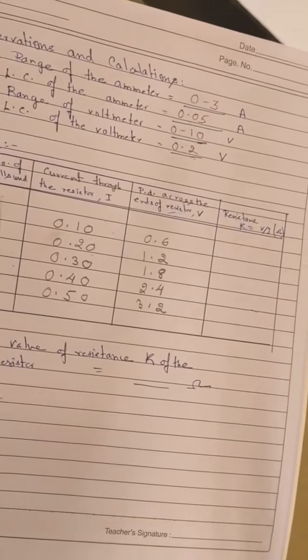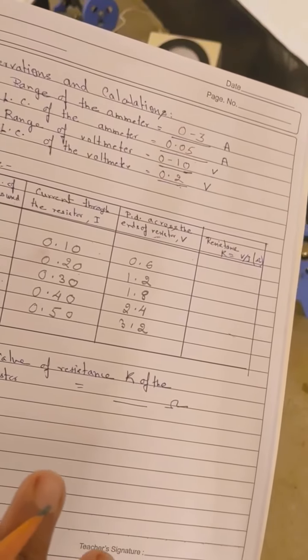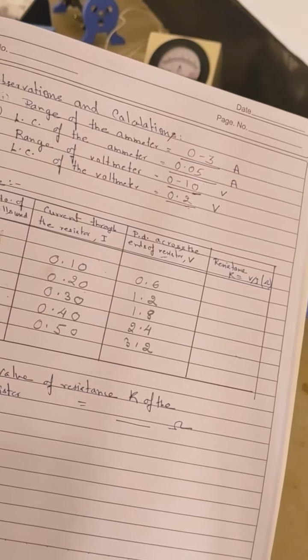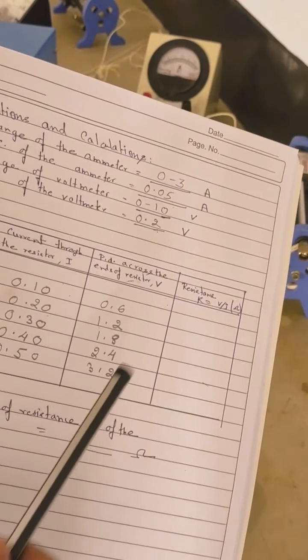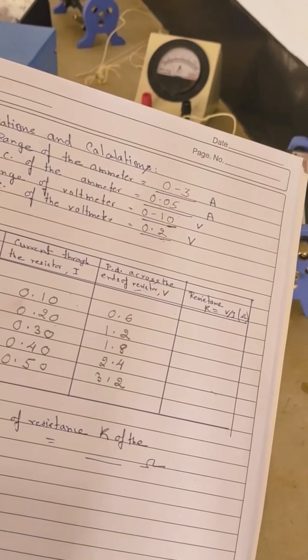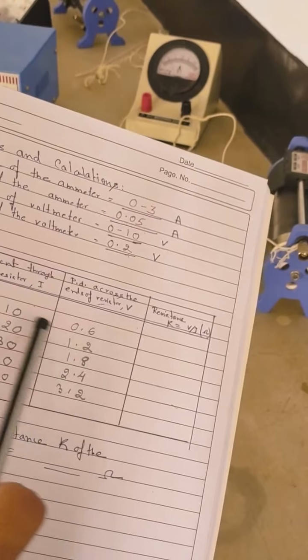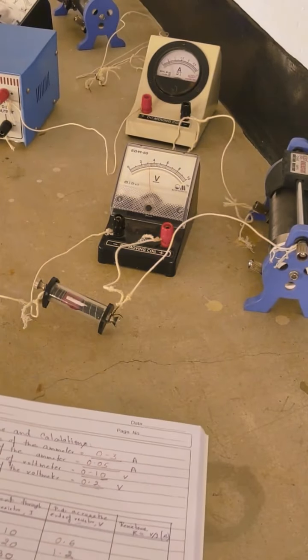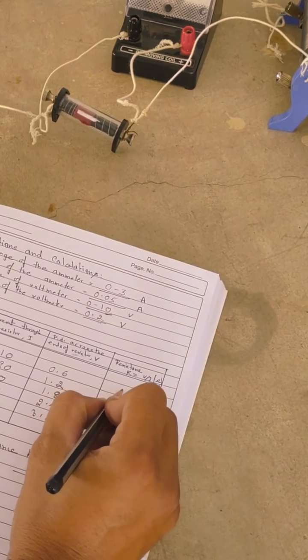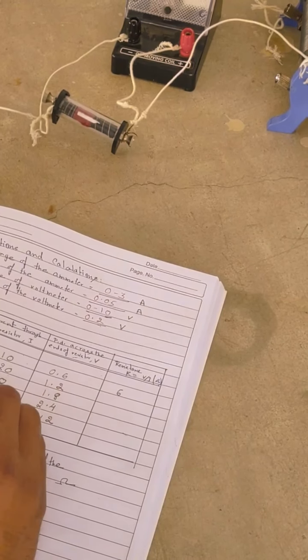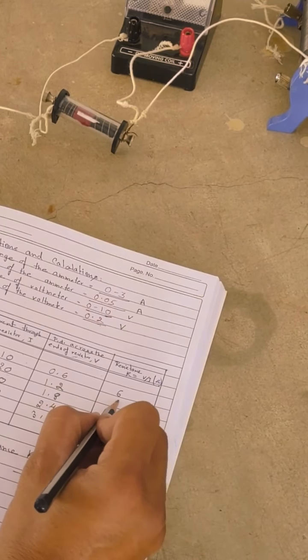Now we have got these readings. You pause and try to calculate, see what reading we are getting. So R is equal to, what we know, V by I, yes. So calculate it: 0.6 divided by 0.1, what will we get? We will get 6. Similarly, 1.2 divided by 0.2, again we will get 6.